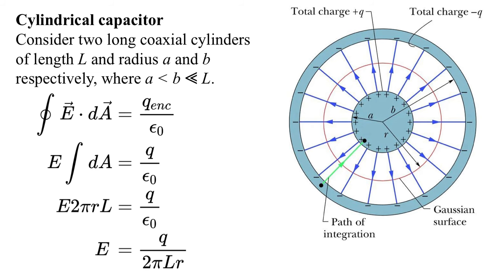All right. You don't have to have parallel plate capacitors for a capacitor. It can be really any two conductors charged to the same but opposite amounts and separated with some potential difference. So we could talk about cylindrical capacitors. Consider two long coaxial cylinders of length L and radii a and b, where a is less than b, and they're both much less than the length. The reason for the much less than the length is to ignore the fringing effects that happen at the caps.